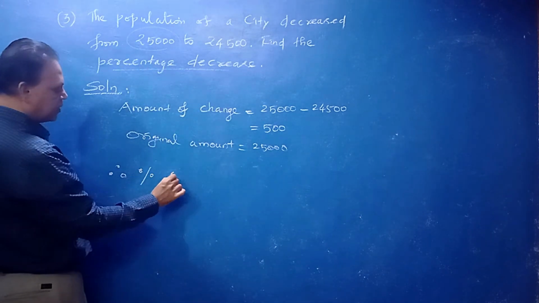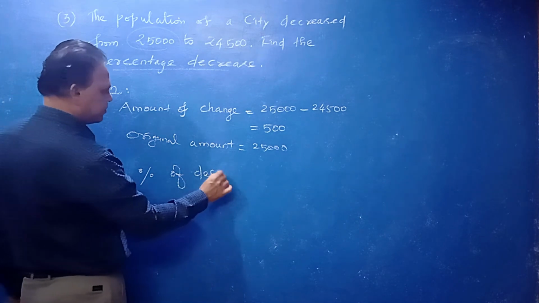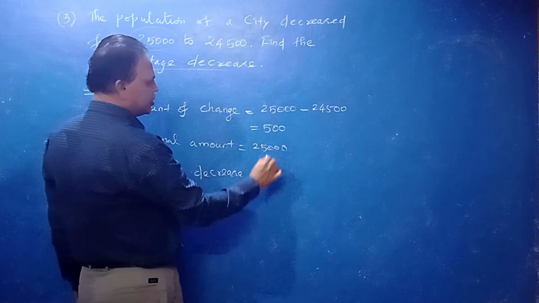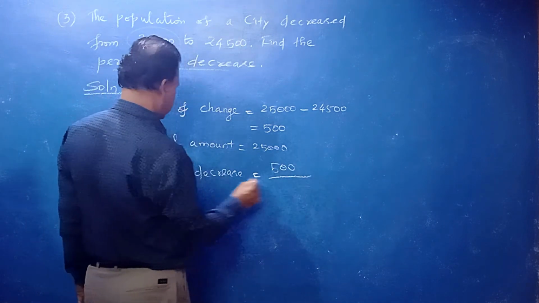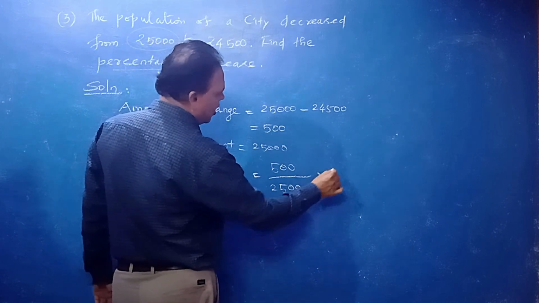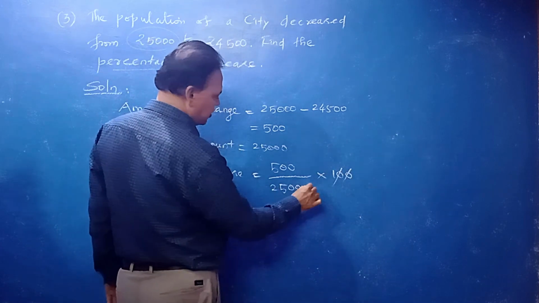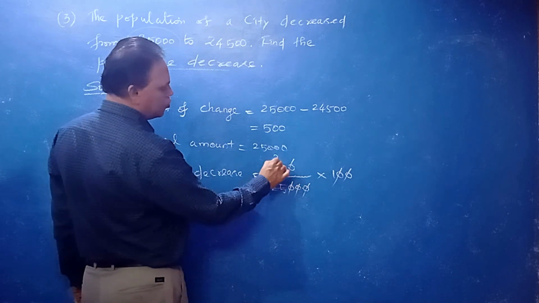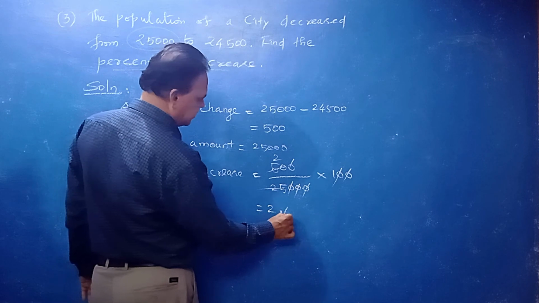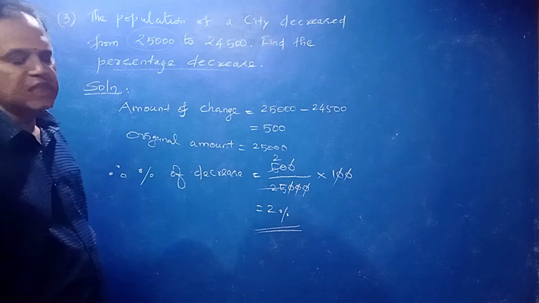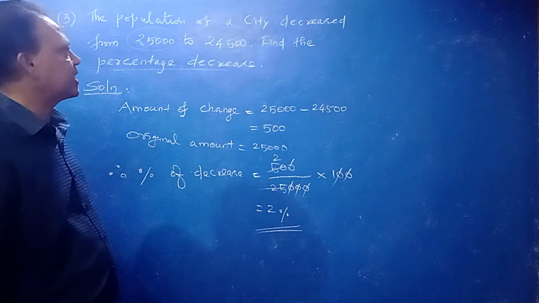You can write like this also. Percentage of decrease is equal to the amount of change, that is 500, by the original amount 25,000 into 100. So 20 first you cut, here 10 you cut. In 25 table it will go 2, so 2% only. Understand? So percentage of decrease is 2%.